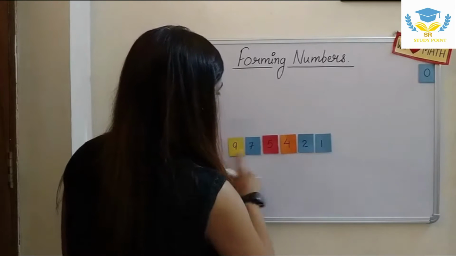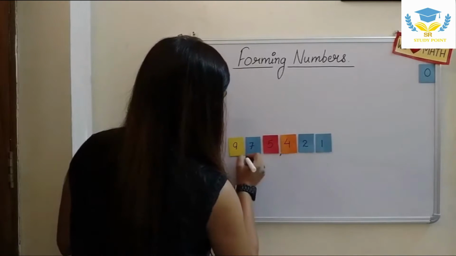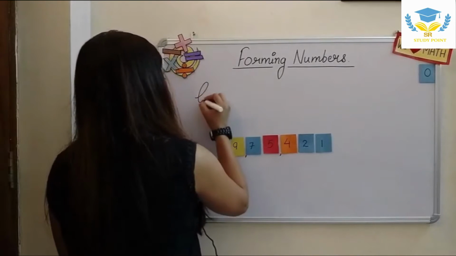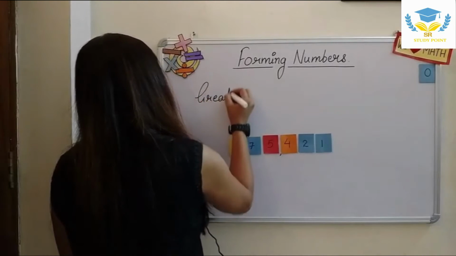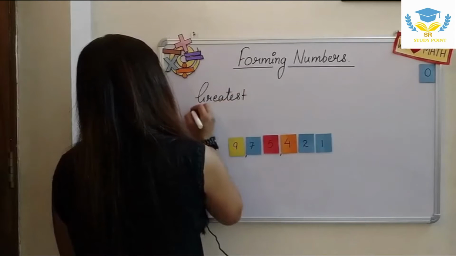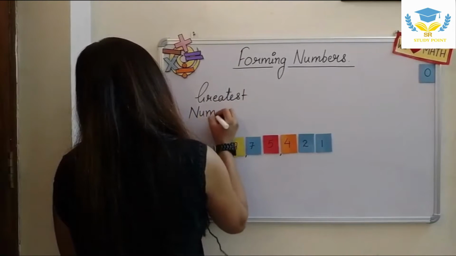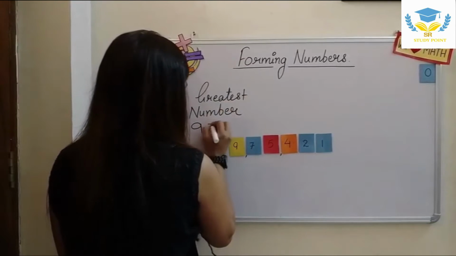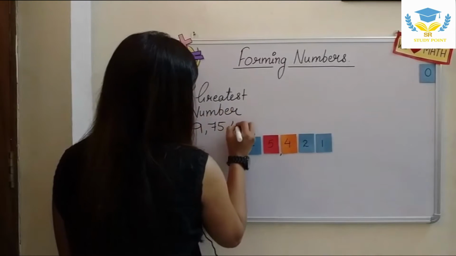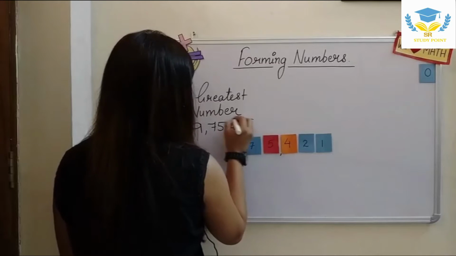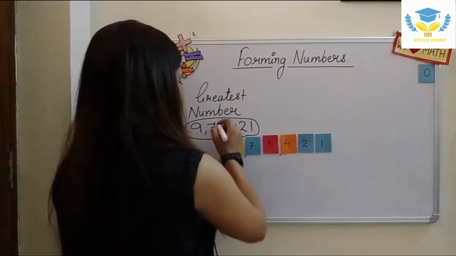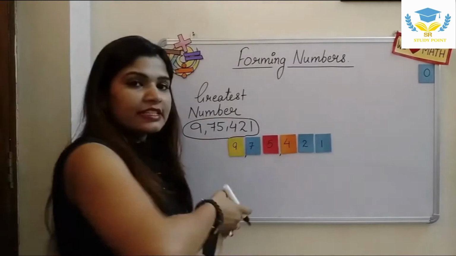So we have a number over here. If I have combined all these digits together, so the greatest number is 9,75,421. This is the greatest number formed by using these digits.